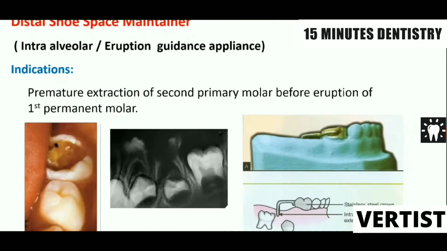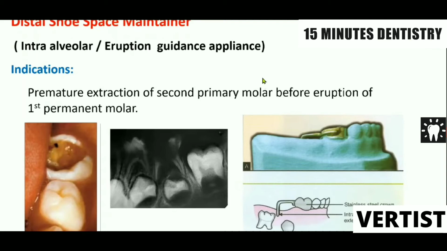Another space maintainer, which is a very popular one in the field of pediatric dentistry, is the distal shoe space maintainer. Now, when we talked about single tooth loss in the posterior segment, we can use a band and loop space maintainer or crown and loop space maintainer. If we have multiple teeth lost in the maxillary dentition, we have the Nance palatal arch and transpalatal arch. Then, if there are multiple mandibular teeth that have been lost, in that situation we can always use a lingual arch.